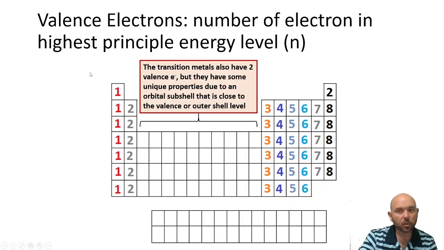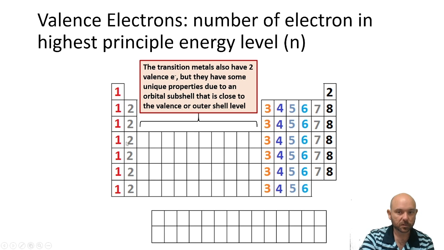The reason for the similar reactivity that we recognize from the periodic table is due to each group or family having the same number of valence electrons, and that is the number of electrons in the highest principal energy level, quantum number n. We see that everything in the group 1 family, the alkali metals, they all have one valence electron, and that's why they tend to react the same way all the way down the group.